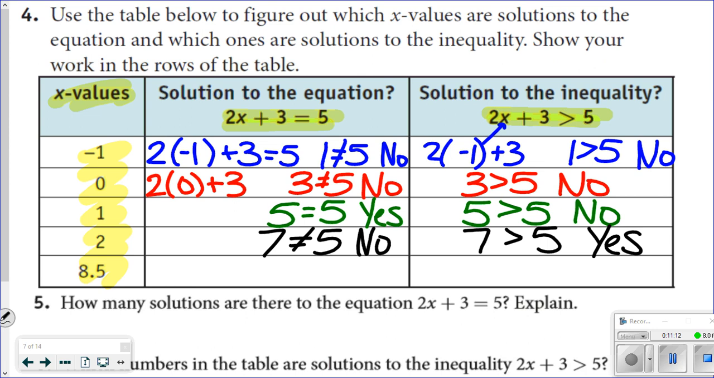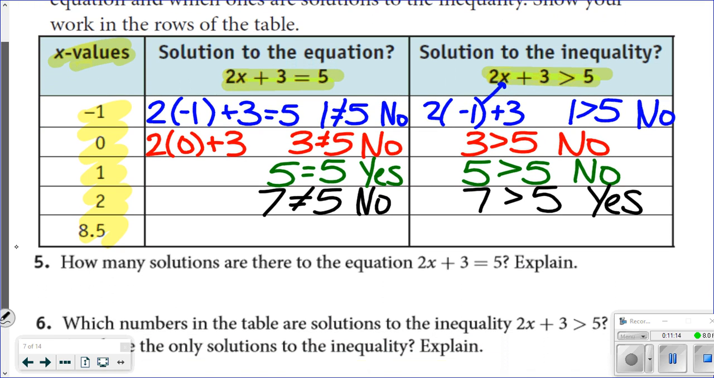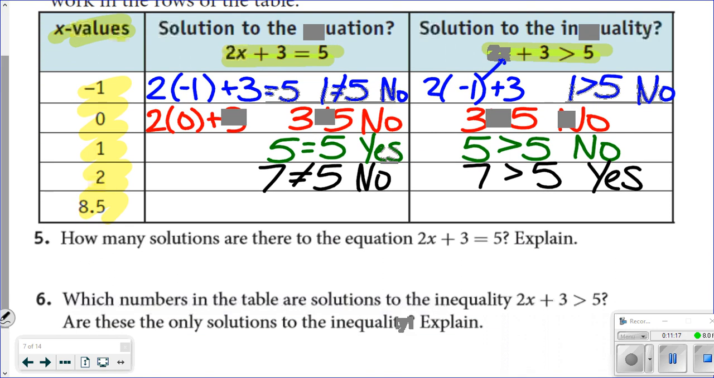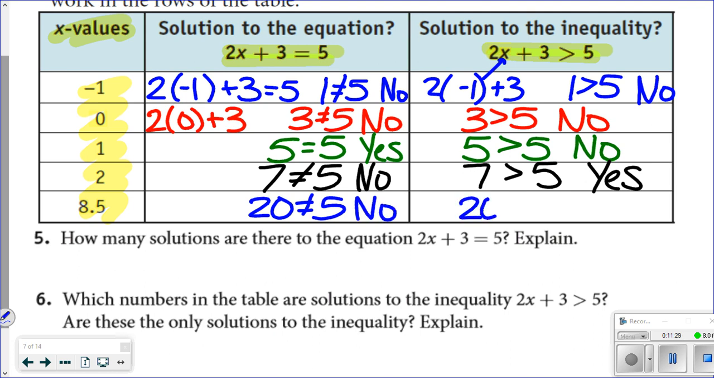When we plug in 8.5 for x, we get 20 equals 5. No, that's a false statement. Over here, we get 20 is greater than 5. Yes, that's true. So it's a solution.